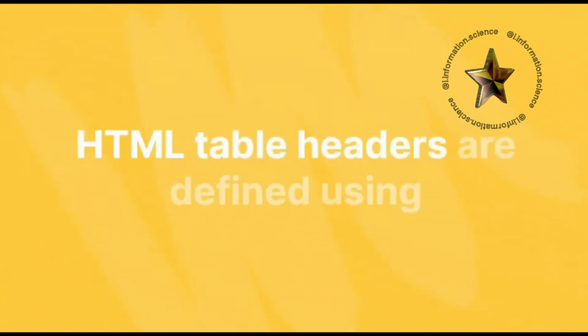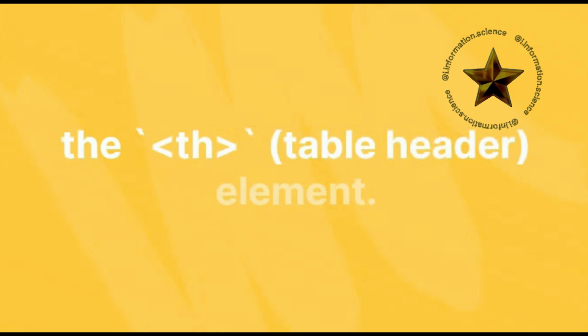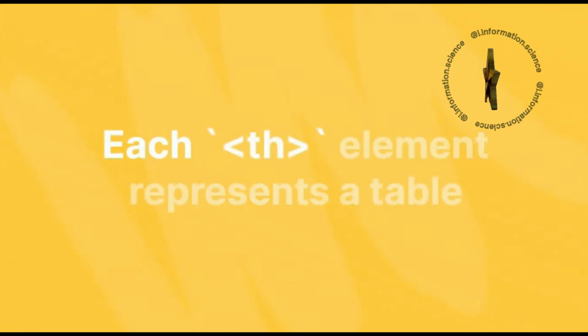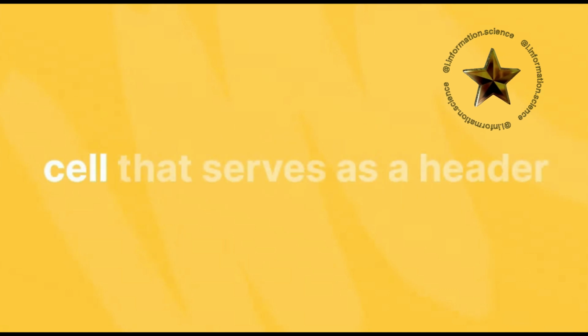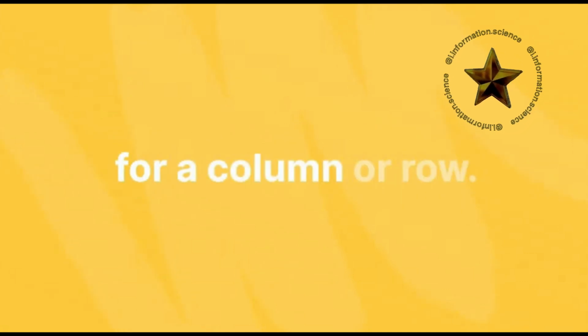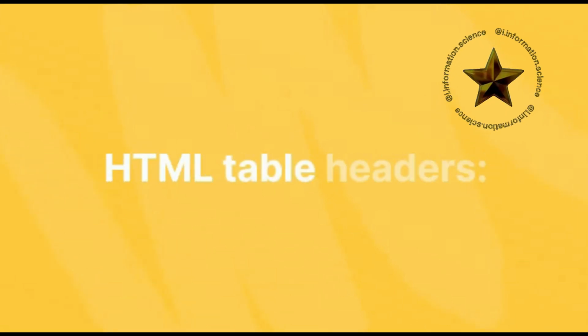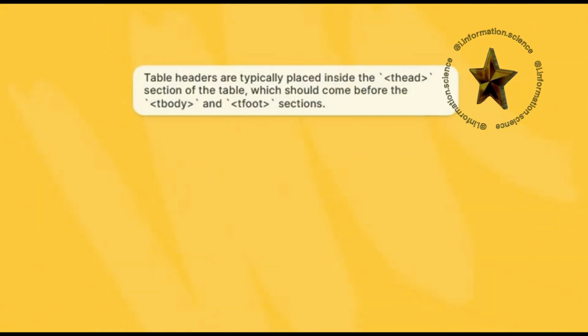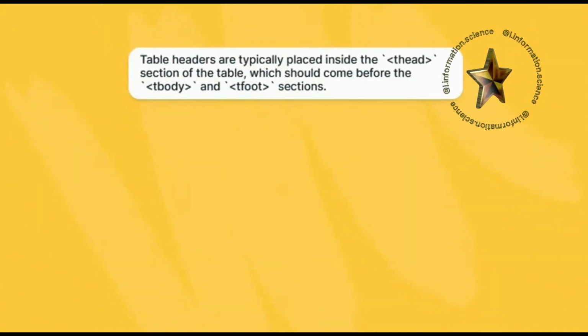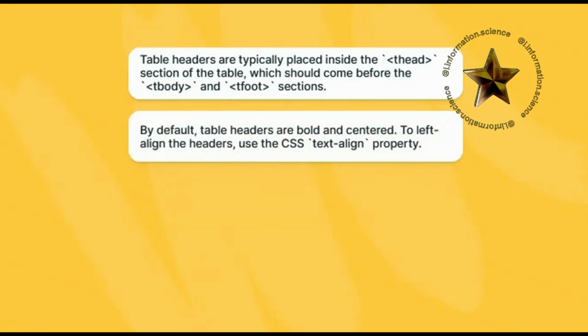HTML table headers are defined using the th table header element. Each th element represents a table cell that serves as a header for a column or row. Here are the key points about HTML table headers. Table headers are typically placed inside the head section of the table, which should come before the body and foot sections. By default, table headers are bold and centered. To left align the headers, use the CSS text-align property.